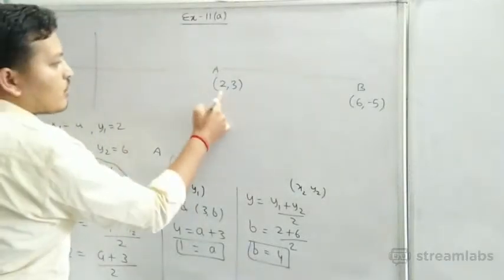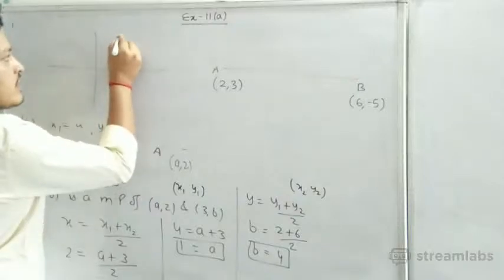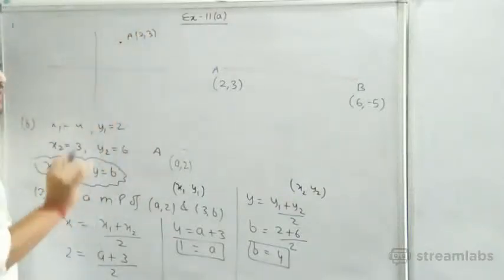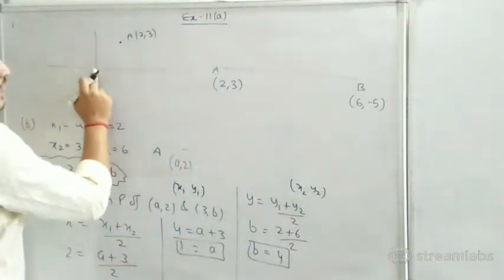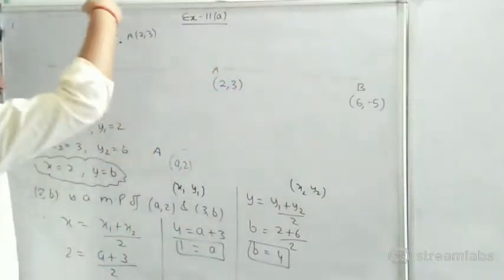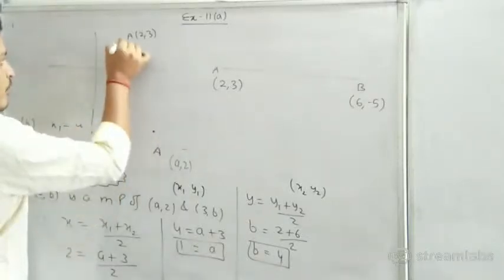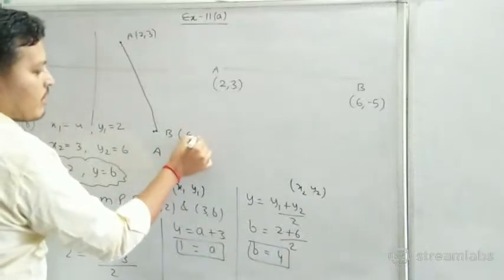This is our coordinate 2, 3. X is 2 and y is 3. Suppose this is point A, 2, 3. Here, roughly, B is 6, minus 5, which means x is 6 on the right-hand side and y is minus 5 below. So suppose the position is here. Join both points A and B.